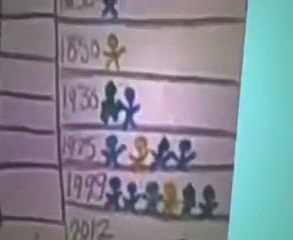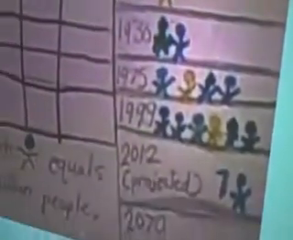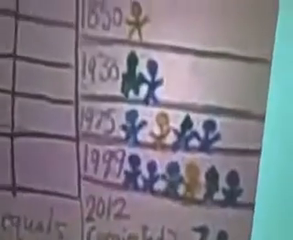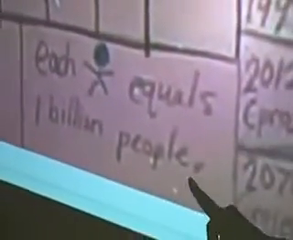So when I look at this graph of world population, what was the world population in 1930? In 1930, it was 2 billion people. And how did you know? Because I only see 2 pictures. I know because it says right here, each person equals 1 billion people.